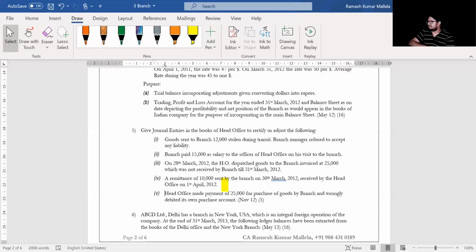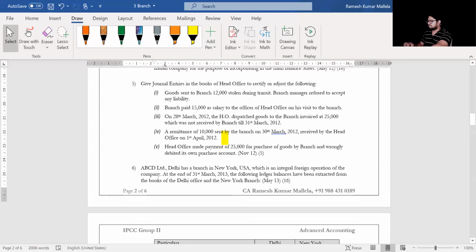Last entry, head office made payment of 25,000 for purchase of goods by branch and wrongly debited its own purchase account. Now, what did he actually do? He purchased something for the sake of branch. I am supposed to debit branch account, but I actually debited purchase account. That means the wrongly debited purchases should now be credited and branch account should be debited. So the rectification entry would be branch account debit to purchase account. Amount is going to be 25,000, 25,000. Okay. So this is the answer for this fifth question.